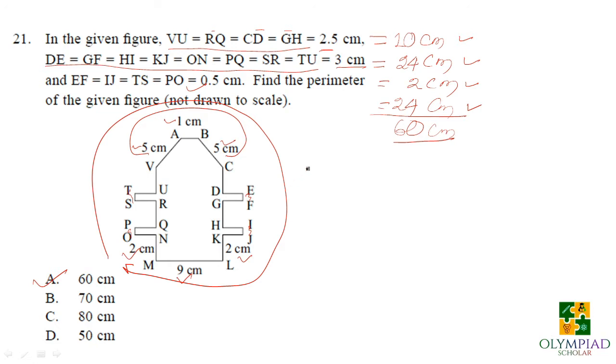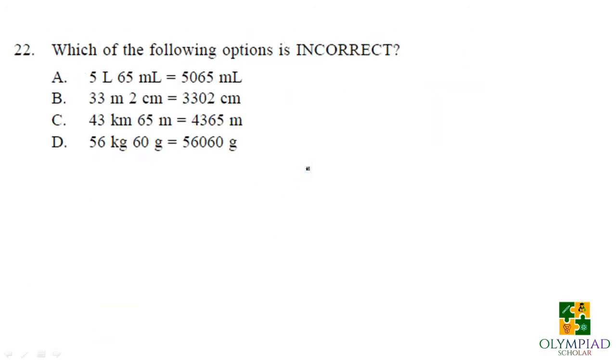So let's jump on to the next question, in which you have to find out the option which is incorrect. You don't have to find a correct option, rather you have to find an incorrect option. So let us check which is incorrect. 5 liter 65 milliliter. 5 liter is 5000 ml. So it has to be 5065 ml.